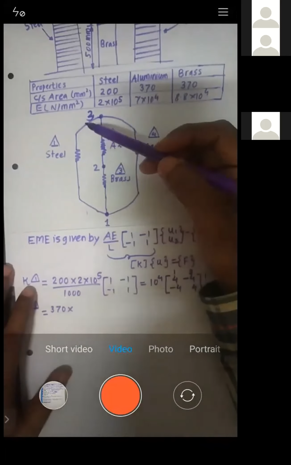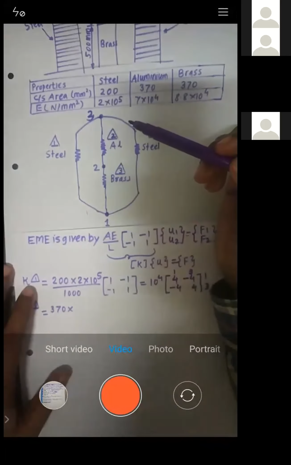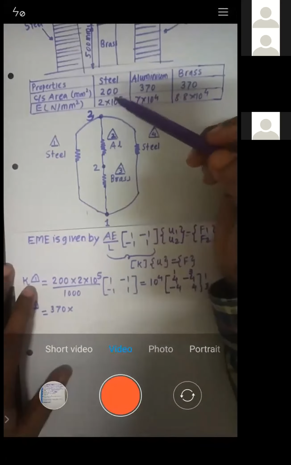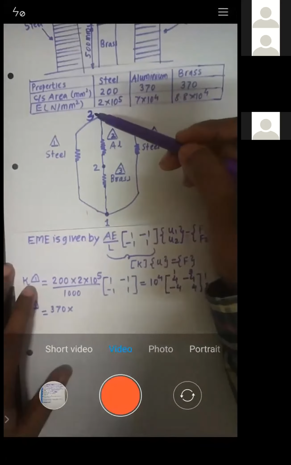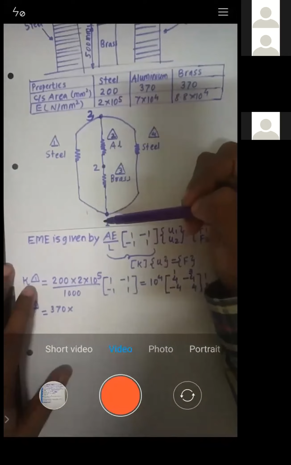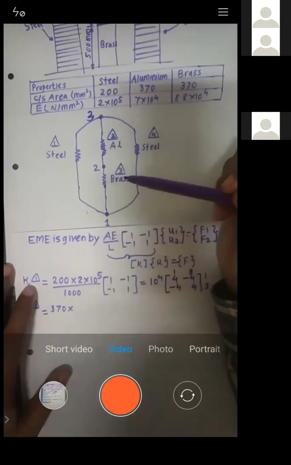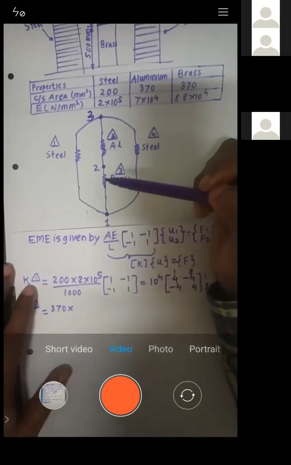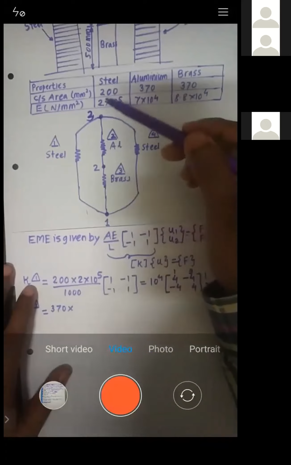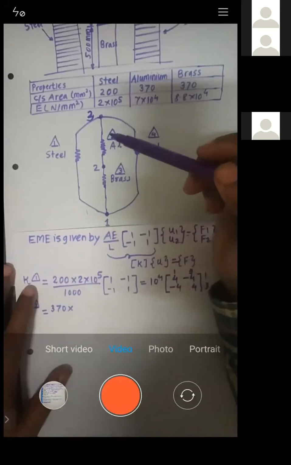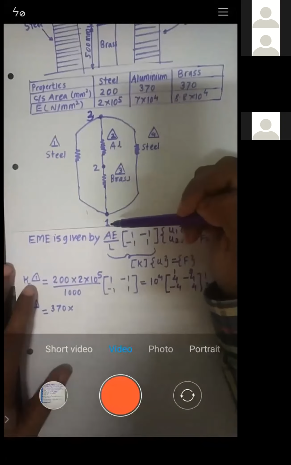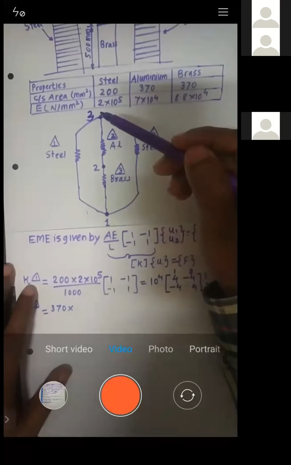See, I'm telling. If you take it like 3:1, then for element number 2, you need to do it as 3:2. Getting my point? Either you move from top towards down, or you move from bottom towards up. Getting my point? If you are taking 1, 3, then for every element you move from bottom towards up.